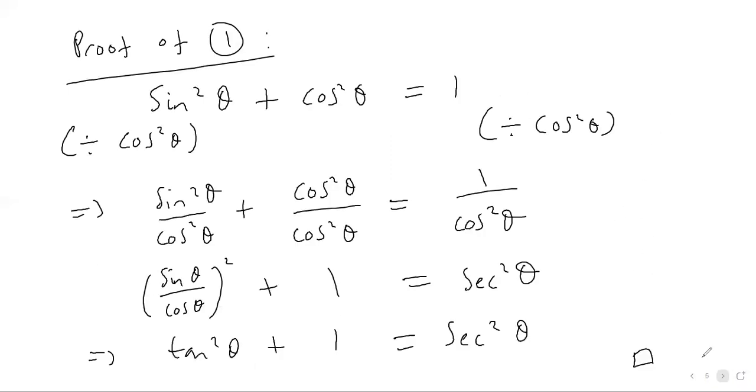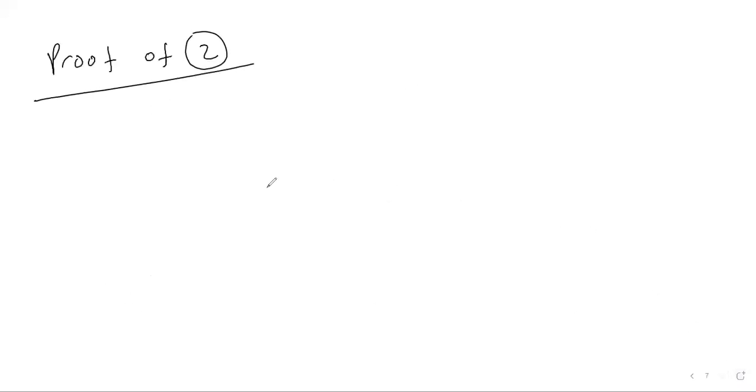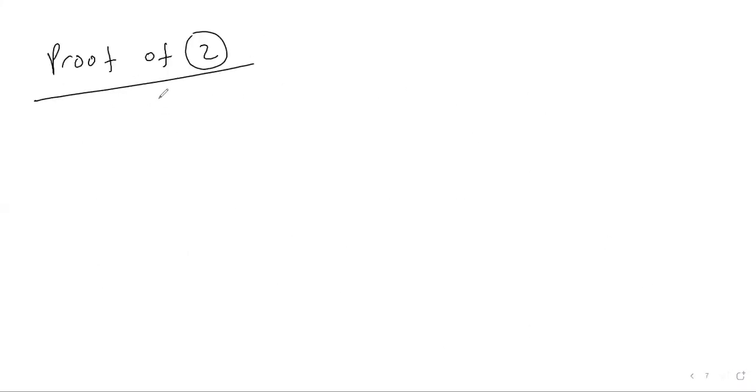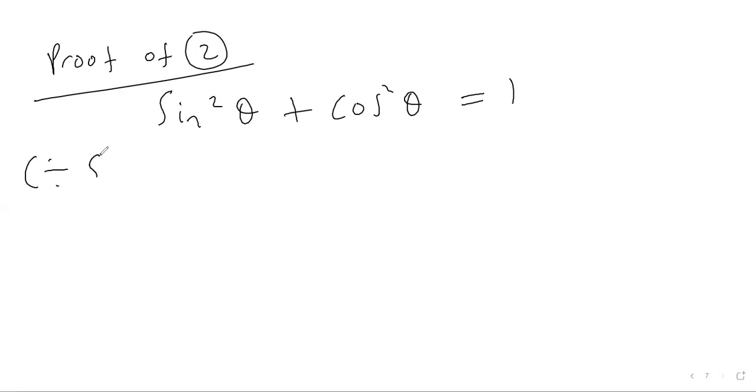Okay, so we've done that first one. Now let's look at proving the second one. So proof of number 2: 1 plus cot squared equals cosec squared. It's a very similar process to what we did before. We start off with our equation, sine squared plus cos squared equals 1. And now instead of dividing both sides by cos squared, we want to divide both sides by sine squared theta.